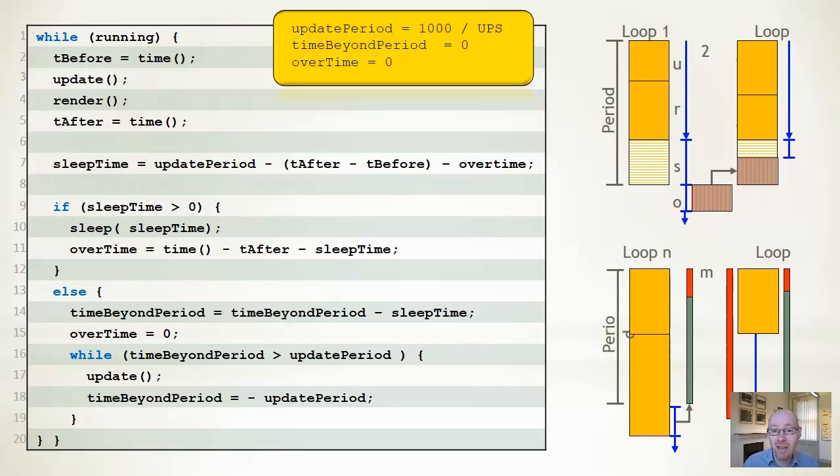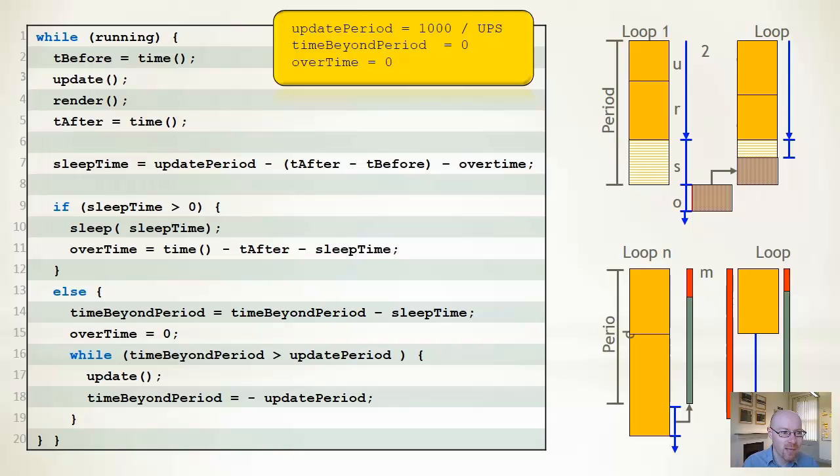So after line 7, we know how long we want to go to sleep for. So line 9, we check to see, is this a positive value? In other words, is it something we actually should go to sleep on? If it is, line 10, we go to sleep for the value we've calculated. And at line 11, we're working out, okay, we're assuming that the sleep request blocks until we're woken up.